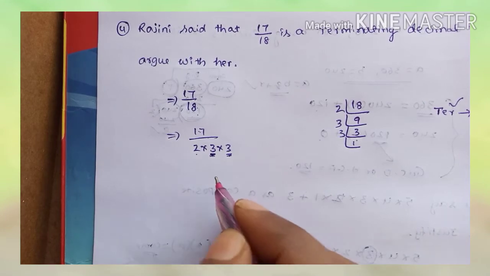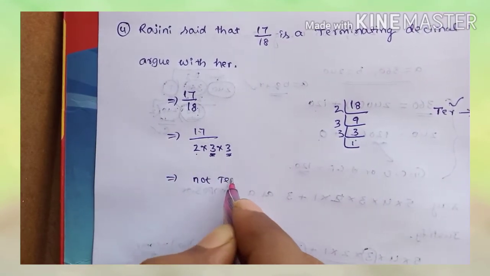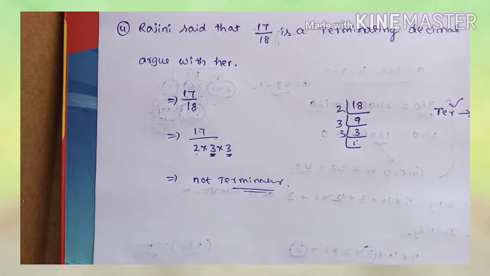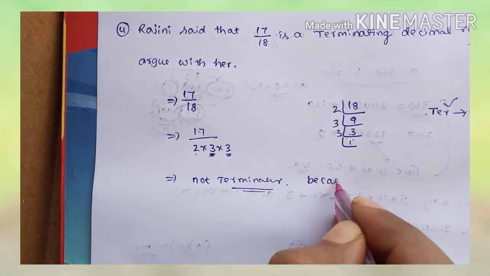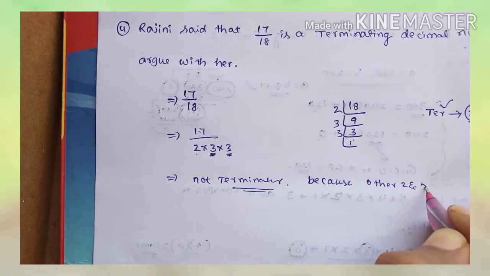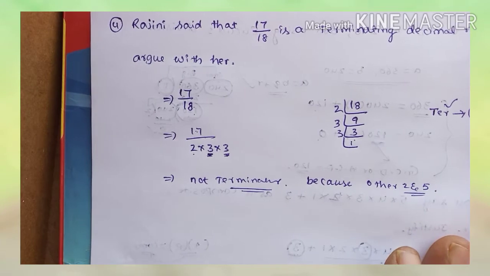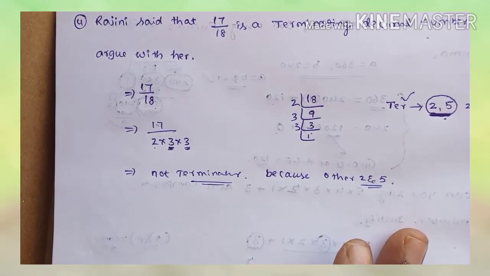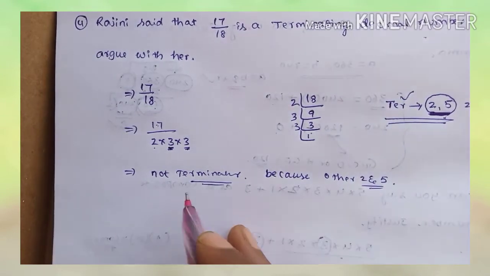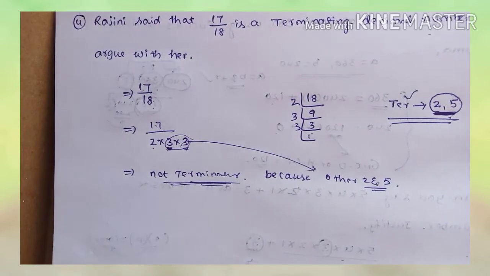So what we can say, these are called non-terminating decimal numbers. We can write this because the factors are other than 2 and 5. Other than 2 and 5, then it is called a non-terminating decimal number. If it is terminating, 2 and 5 only should be there. Other than 2 and 5 you got in the denominator, so it is called a non-terminating decimal number.